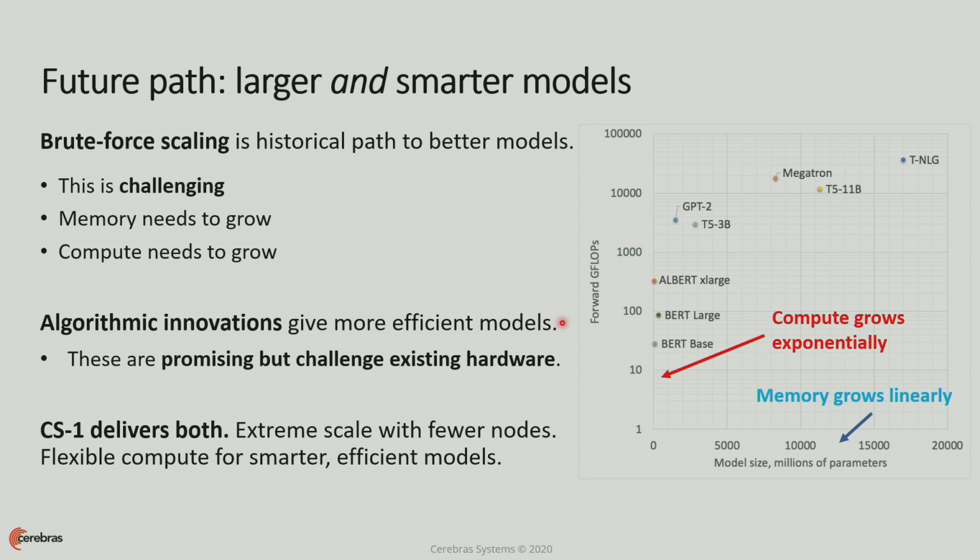So I believe personally that the future path for better models is not only on the large dimension, but also when your models become smarter, when you innovate in algorithms. Brute force scaling, when you just increase the number of parameters and replicate the layers, has been the historical path, especially in natural language processing. Maybe less so in computer vision, because computer vision is more mature.